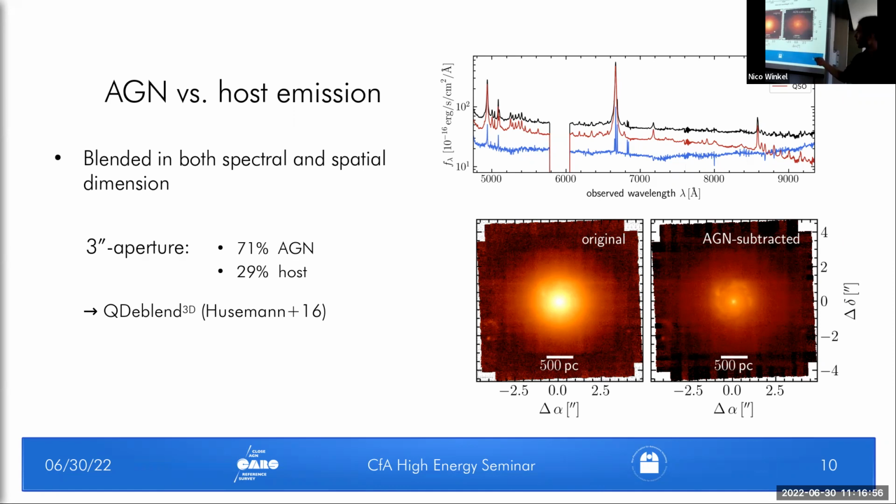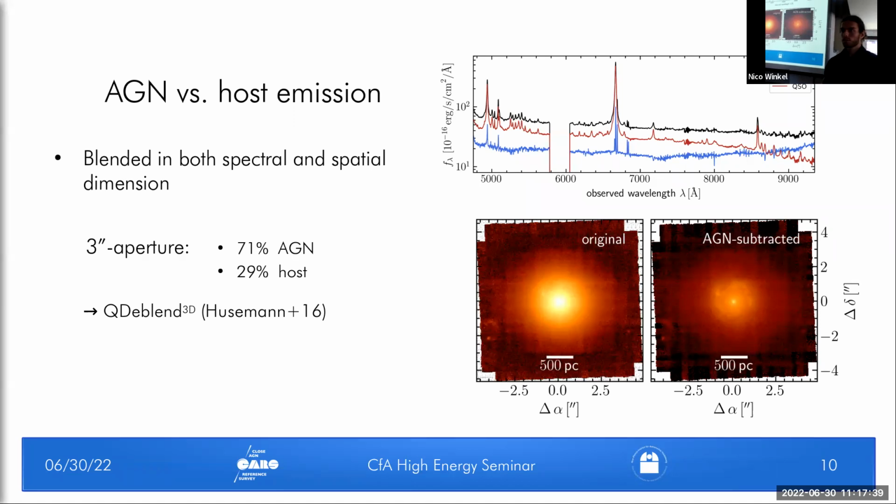In the image plane, this is a mock image around the H alpha, where I integrated a small window before and after the subtraction. And in the spectral dimension, you can see the deblending here, where I integrated the 3 arcsecond signal around the nucleus. And indeed, you can see that the vast majority of the flux comes from the AGN. The AGN spectrum contains the AGN continuum and the broad lines. And the host galaxy then only consists of the narrow emission lines that sit on top of the continuum.